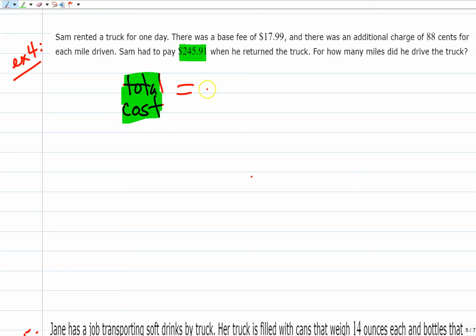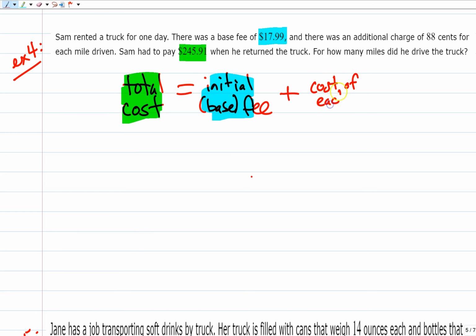Well, you're going to start with the initial, or they call it the base fee. So that's going to be the $17.99. But that's not all you pay. You also pay, that's the cost for each mile, right? I'm running out of colors, but we'll make it work. The cost of each mile, you said the 88 cents. So I'm just going to pay only 88 cents.